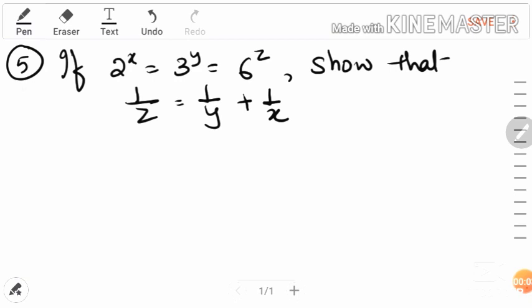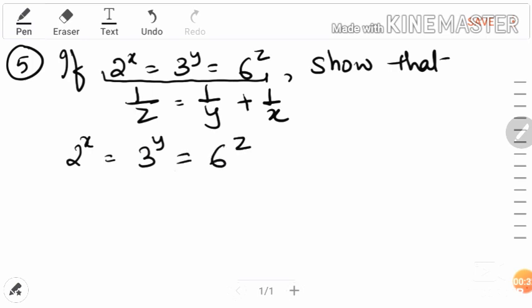Let's try this problem now. Question 5. If 2 to the power x equal to 3 to the power y equal to 6 to the power z, then show that 1 over z is equal to 1 over y plus 1 over x. Using the information given in the question, 2 to the power x is equal to 3 to the power y equal to 6 to the power z.